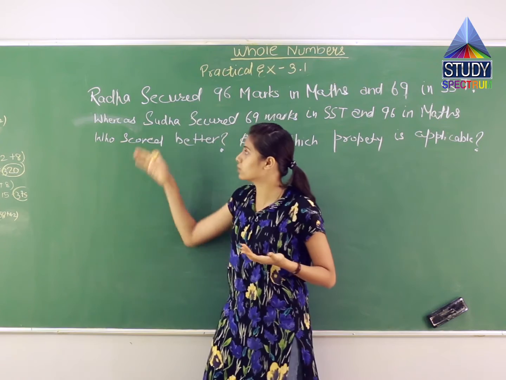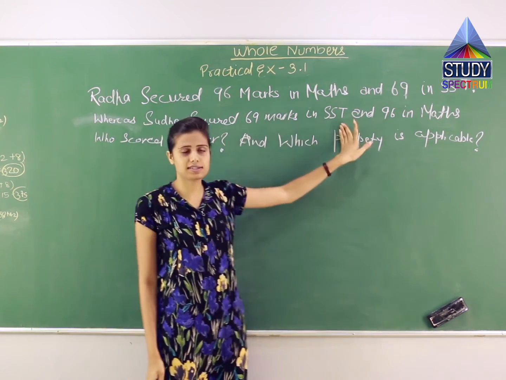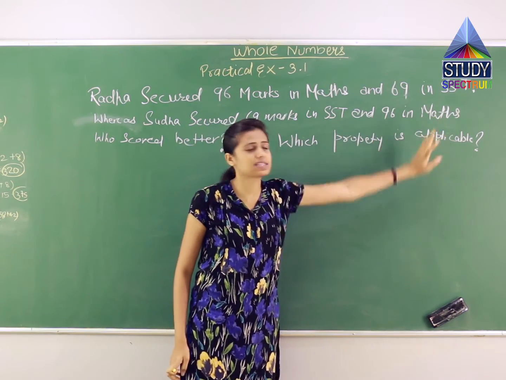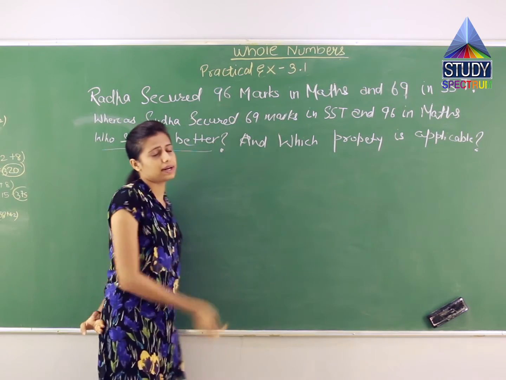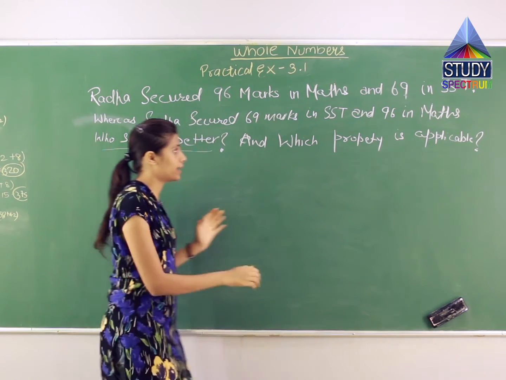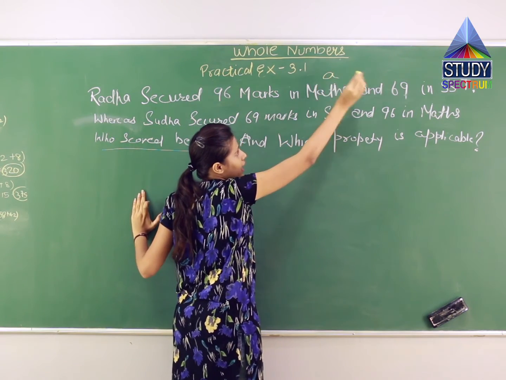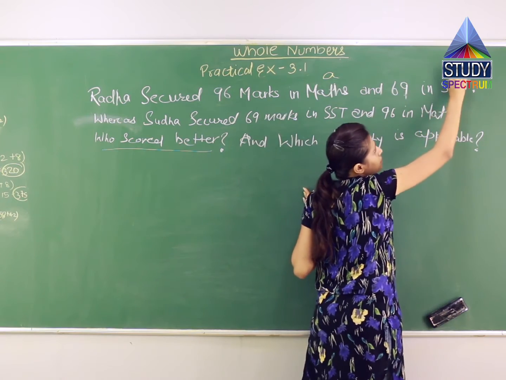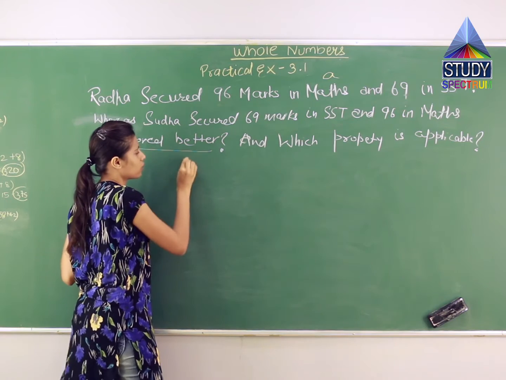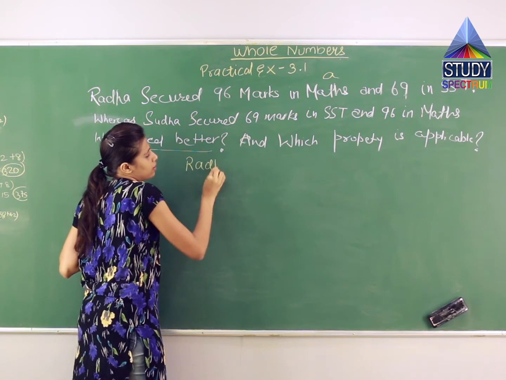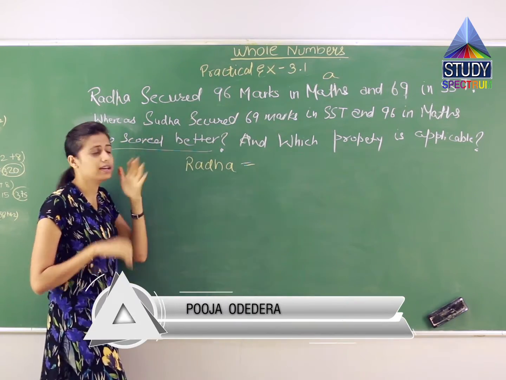Now let us read the question further. Whereas Sudha secured 69 marks in SST and 96 marks in maths, who scored better and which property is applicable? Now let us see. Let us consider maths as A and SST as B. So for Radha we will calculate first. Radha ka total they are asking you, right? Who scored better in total?